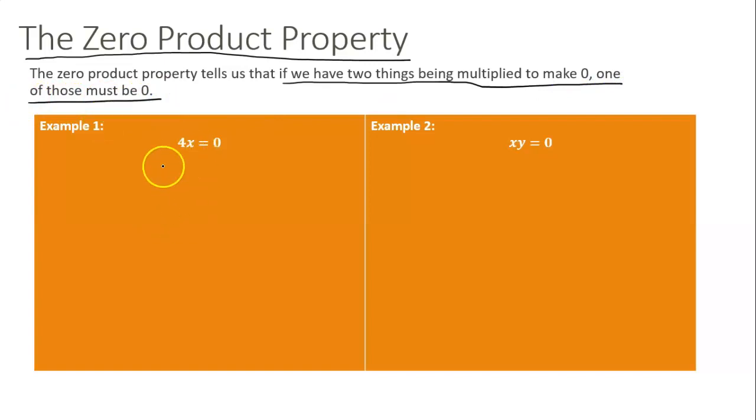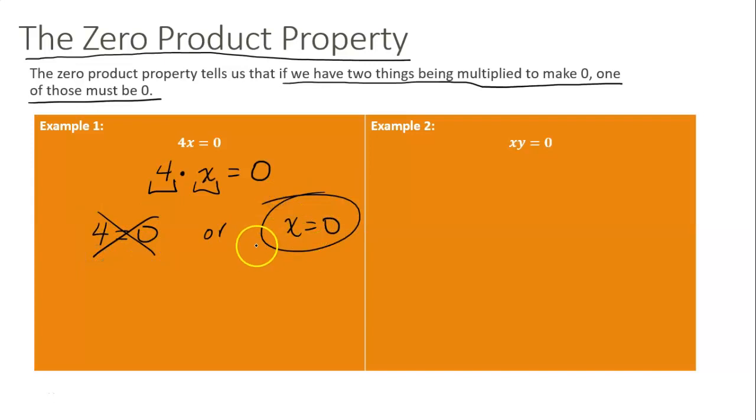So for example, in example 1, I have 4 and x being multiplied together to make 0. In order to make something be 0, either 4 could be 0 or x could be 0. Well, 4 can't equal 0, so our only solution to that is that x must be 0. And this is a different way of thinking about how to solve one-step equations for you.